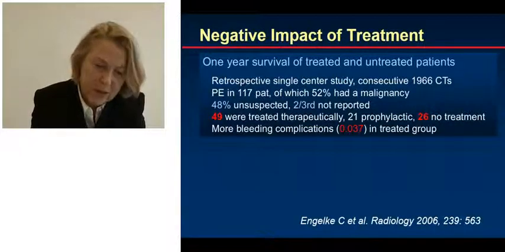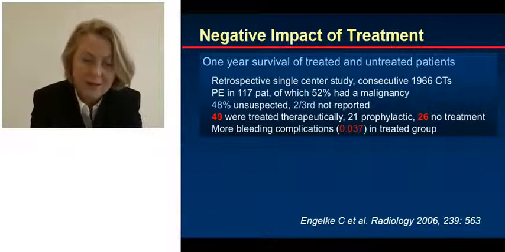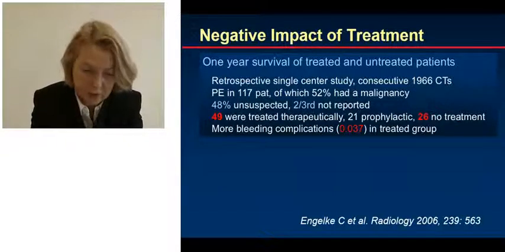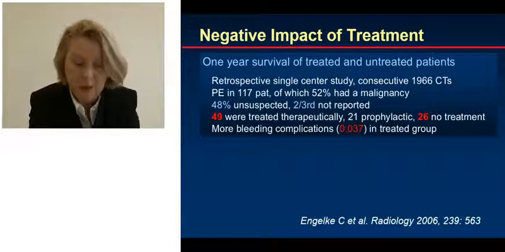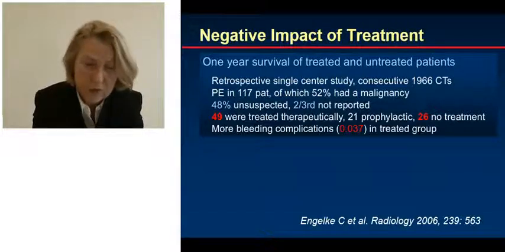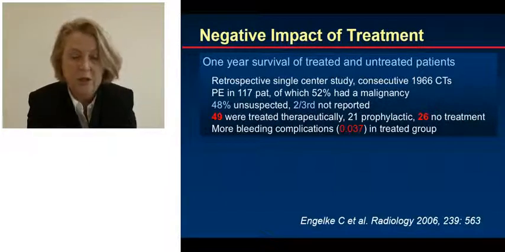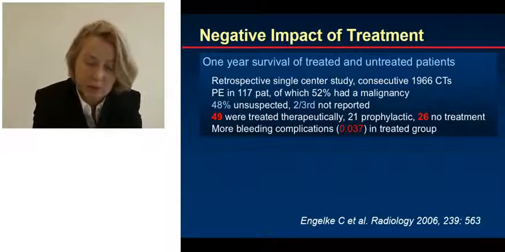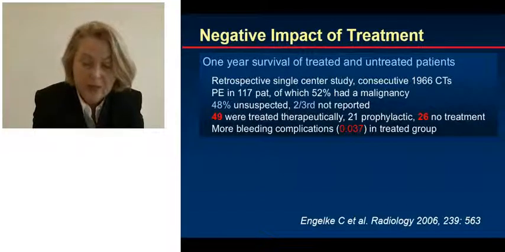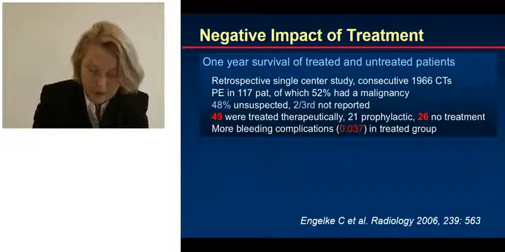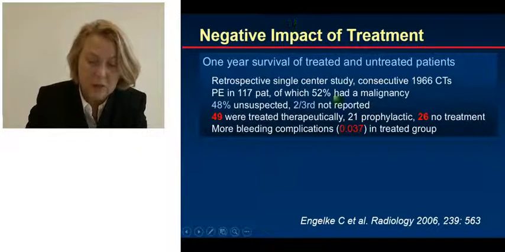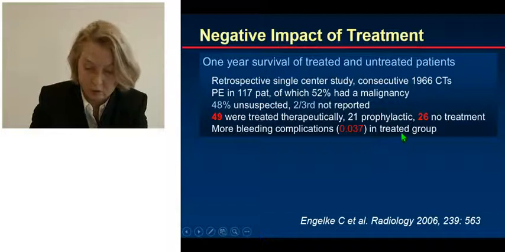One of the first studies which alluded to the potential negative impact of treatment was that particular study. It was a retrospective single-center study including almost 2,000 CTs. They found PE in 120 patients, of which almost 50% had a malignancy. 48% of the PE were unsuspected, 2/3 were non-reported. Roughly 50 were treated therapeutically, some of them prophylactically, but a substantial number did not undergo treatment. And most importantly, they found significantly more bleeding complications in the treated group.